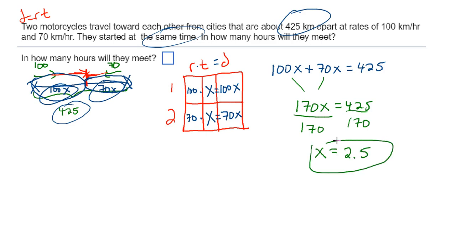We get 2.5. And that's hours, right? Because x is representing the time. And that's exactly what we're looking for. So this time we don't have to figure out the distance. The time is the answer that we're looking for. And so we're done. 2.5 hours is how long it'll take for them to meet.